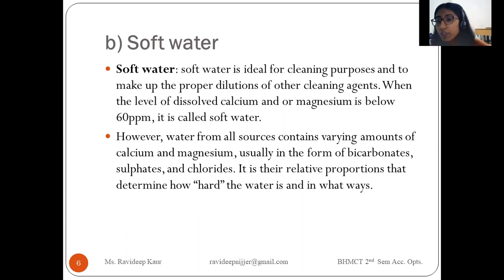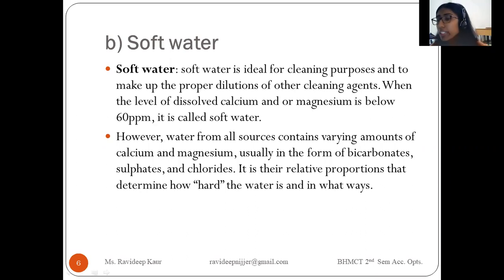Soft water is ideal for cleaning purposes and to make up the proper dilution of other cleaning agents. See, in hard water it is a little difficult to dilute the cleaning agents, but soft water is the one mostly used for cleaning purposes.